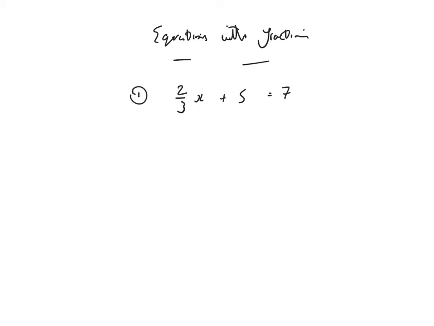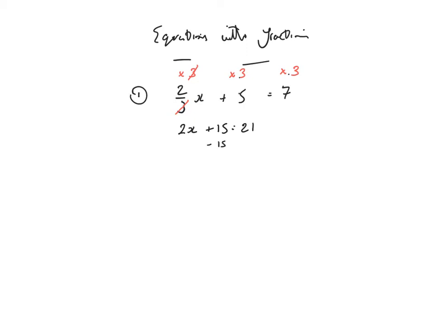Okay, now the first thing that we need to do here is to get rid of the fraction, so we want to get rid of that divide by 3. Now that means that we need to multiply everything in the equation by 3. So we times that by 3, times that by 3, and we times that by 3. Now the divide by 3 and the times by 3 cancel out, and that will just leave me with 2x. 5 times 3 is 15, and then 7 times 3 is 21.